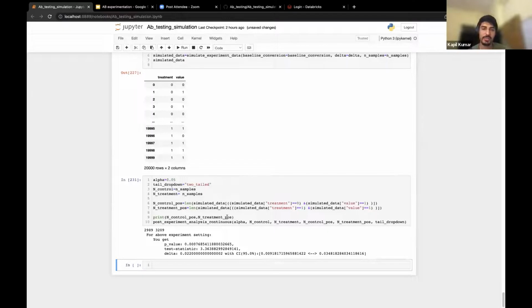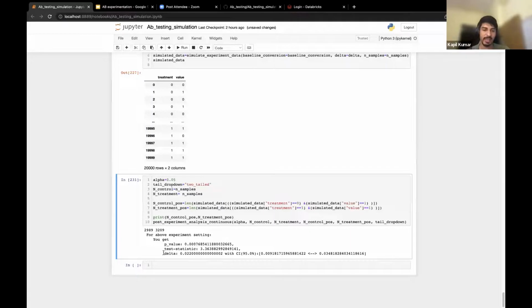So once we do, for example, the post-experiment analysis, let's say we get, okay, the p-value is pretty low. Let's say we were expecting it to be below 0.05, and it is. It is below 0.05. The test statistic is the z-score that we talked about. Again, the p-value and test statistic are different ways of representing the extremism of the observation.